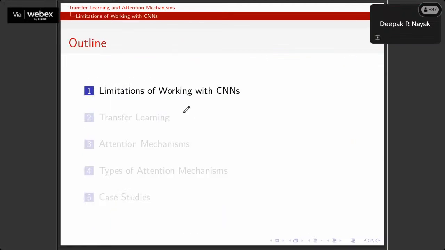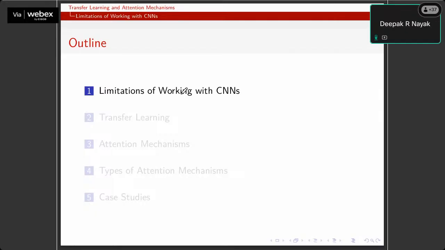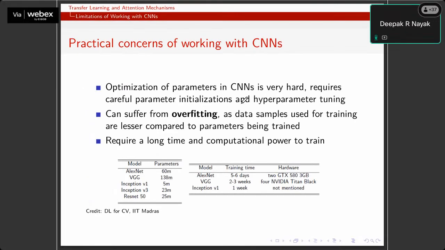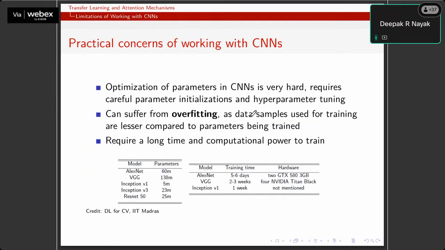Okay, let us first discuss the limitations of working with convolutional neural networks. What we have seen is that convolutional neural networks demand a huge number of parameters. We have a lot of parameters, and our task is, of course, to optimize all the parameters, all the weights and biases, which is a difficult task. And sometimes you also need parameter initialization as well as hyperparameter tuning.